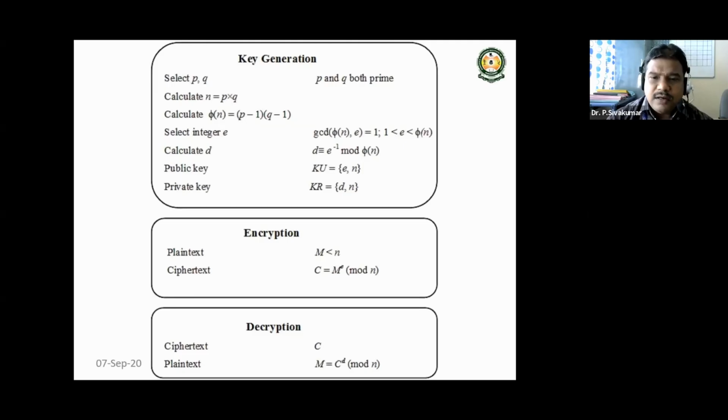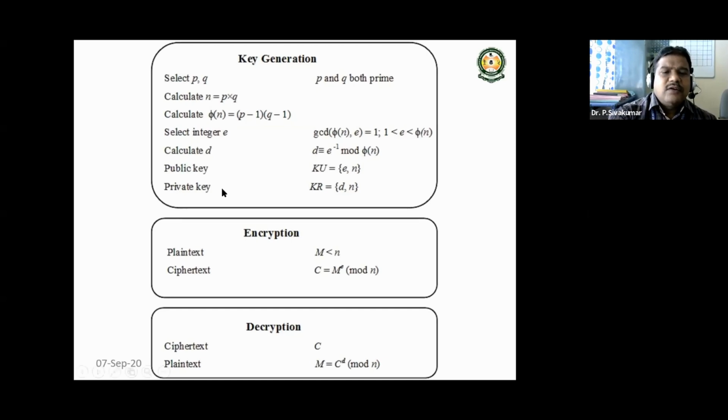Then you can also take another condition: E lies between 1 to phi of n. At the same time, GCD of phi of n comma E is equal to 1. When this condition is satisfied, then we can choose the E value. It is a calculation part.